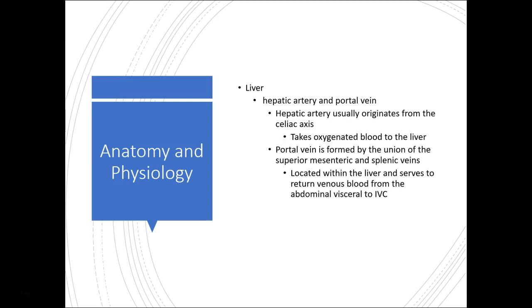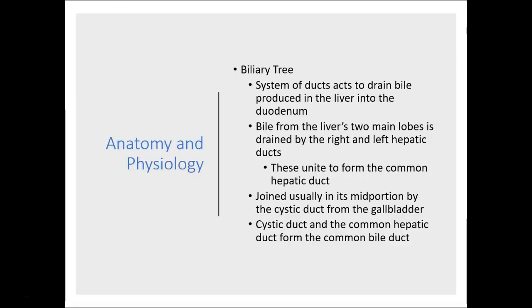So the liver, also the hepatic artery and the portal vein. The hepatic artery usually originates from the celiac axis, and it takes oxygenated blood to the liver. The portal vein is formed by the union of the superior mesenteric and splenic veins. It's located within the liver and serves to return venous blood from the abdominal viscera to the IVC.